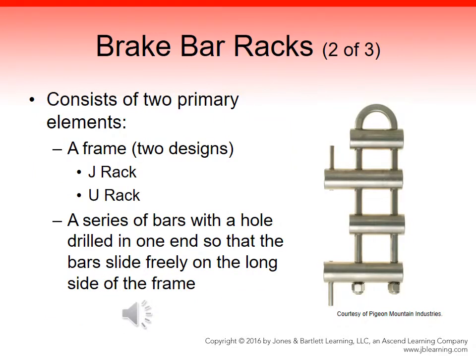The brake bar rack consists of two primary elements. The first element is a frame, and there are two designs: the U rack because it's shaped like a U, and a J rack because it's shaped like a J. Most frames are made of stainless steel or aluminum. The second element is a series of bars with a hole drilled in one end so that the bars slide freely on the long side of the frame.